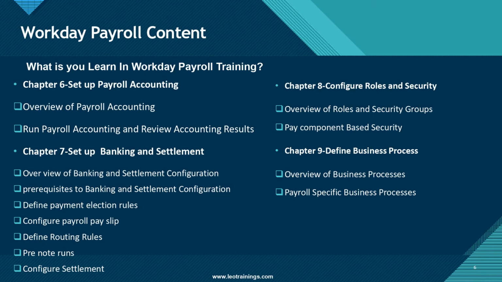Then the end-to-end payroll process. Here we have run pay calculation, run pay accounting, run pay complete. Then after settlement generation, apart from that, how to run an off-cycle payment, how to run an off-cycle manual payment, the process for reversal if something went wrong in the paycheck, adjustments, and how to process on-demand payment.